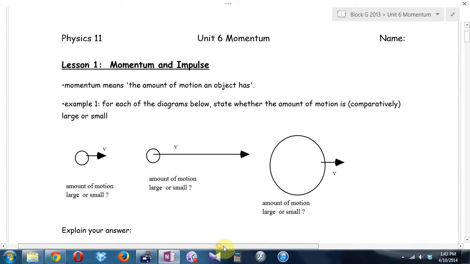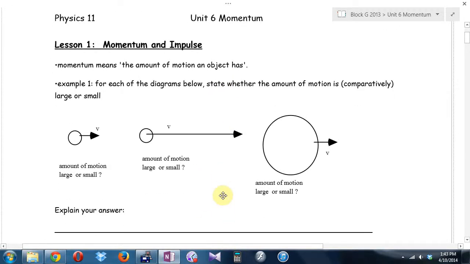I wrote here, for each of the diagrams below, state whether the amount of motion is comparatively large or small. So we have 4 situations. I only see 3. We're going to draw a 4th. The first situation is small mass going slow. Second situation is small mass going fast. Third situation is big mass going slow. The worst situation is big mass going really fast.